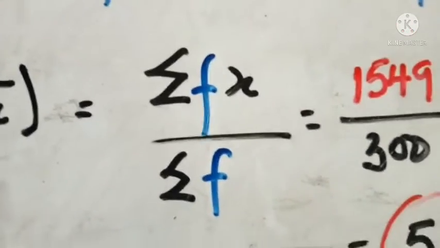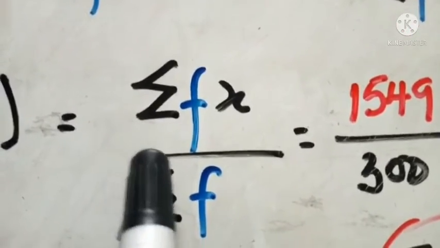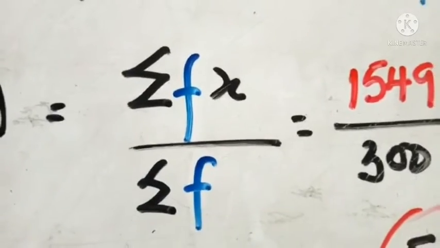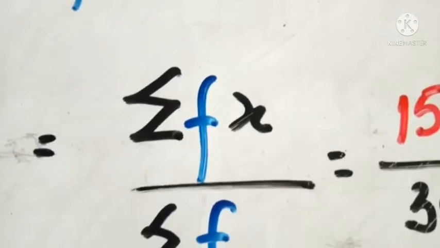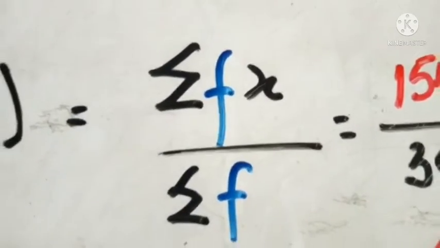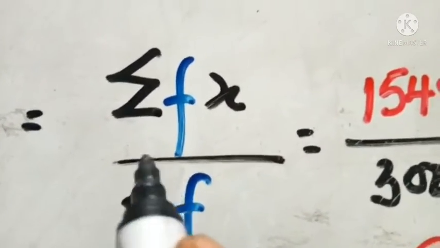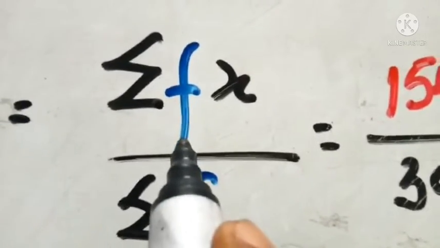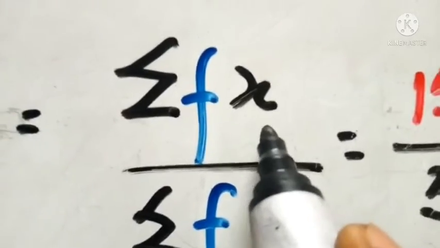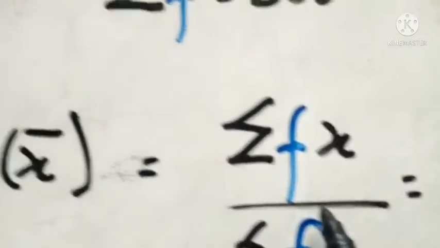So how do we read this? Sigma fx over sigma f. This sigma stands for summation. The meaning of summation is adding. We are adding, right? What are we adding? We are adding everything here. We are adding fx. This f here is the frequency and the x is the raw data that we are dealing with. What I mean by raw data is this, right? This is the raw data here: 2, 3, 4, 5 and so on and so forth. So this is the x.